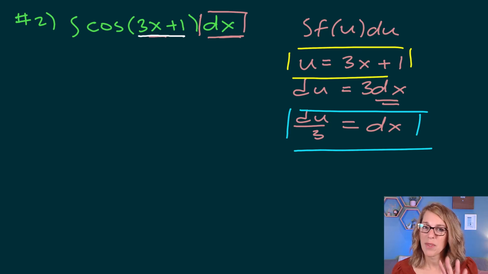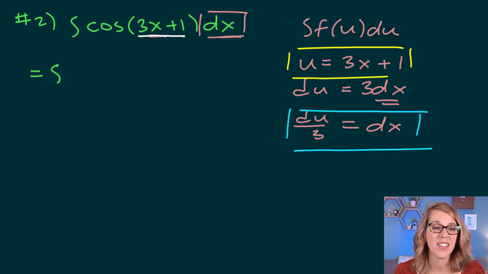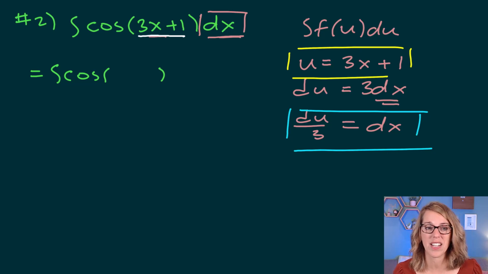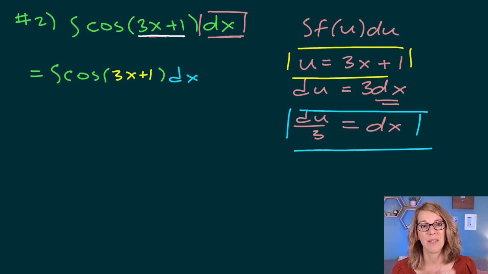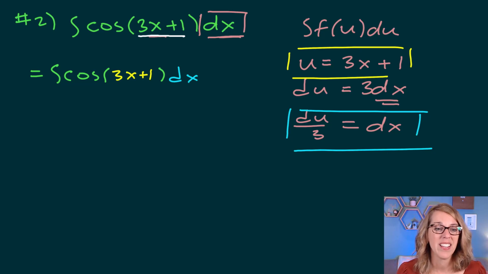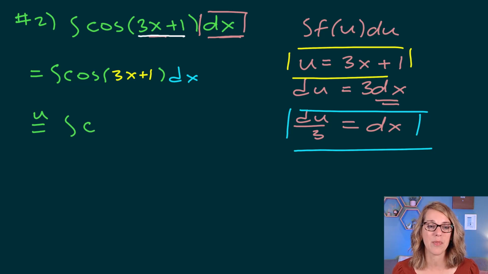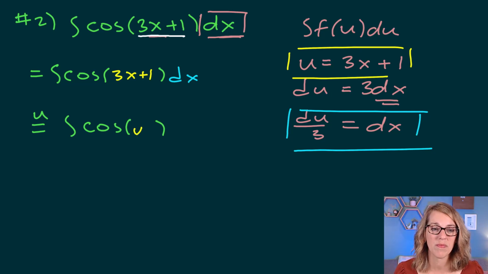I'm going to rewrite my integral really quickly so you can see exactly where those substitutions are going to take place. So I'm going to leave my cosine, but inside the cosine, I've got 3x plus 1. That's going to become my u, 3x plus 1, again, that innermost function. And on the outside, I've got my dx, and that's going to become my du divided by 3. Let's do the u substitution. So replacing my variables, I end up with still the cosine. 3x plus 1 is u. And I can replace dx with du divided by 3.